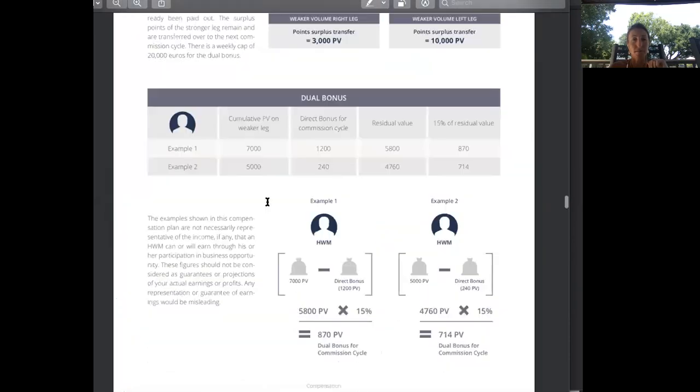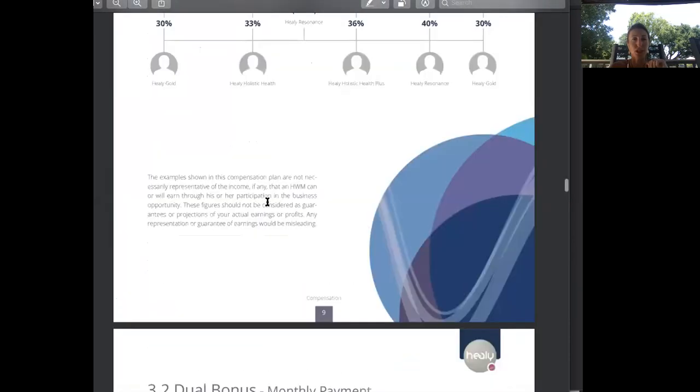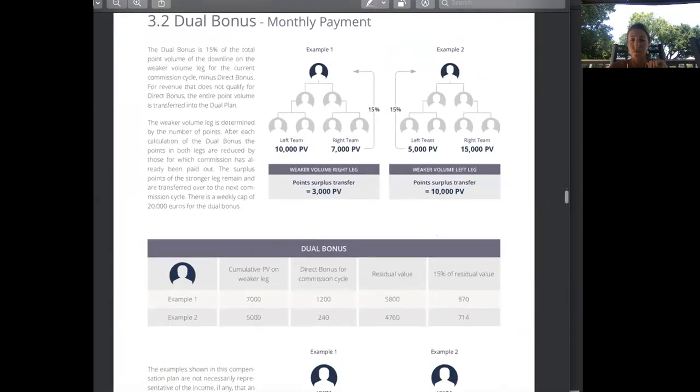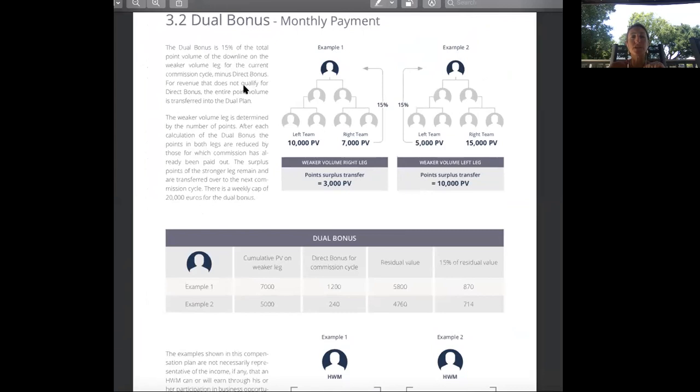So let's go back up to talk about the second level of compensation, the dual bonus. So here we have the dual bonus. Dual bonus is 15% of the total point volume of the downline on the weaker leg minus the direct bonus. So here's what that means.